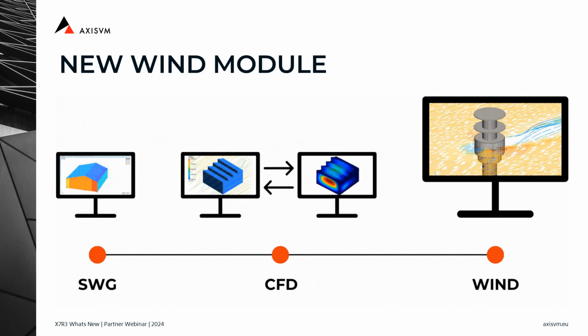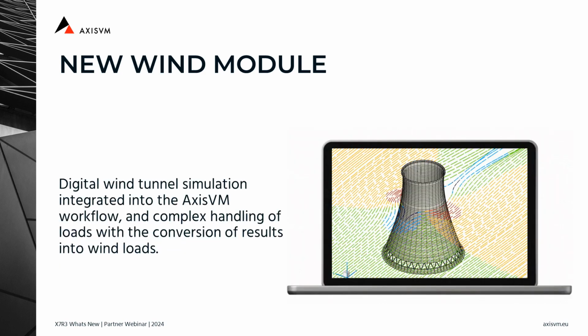In 2021, the X6 version introduced the CFD module, allowing the import of wind loads from fluid dynamic simulations performed in external programs. With this module, wind loads can now be generated for any structure, but it requires prior CFD analysis in external, typically hard-to-use software. The new wind module provides digital wind tunnel simulation integrated into the AXISVM workflow and complex handling of loads with the conversion of results into wind loads.